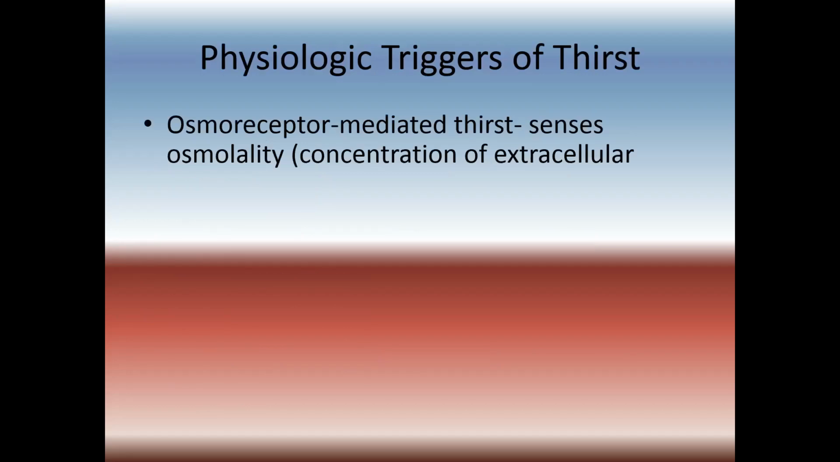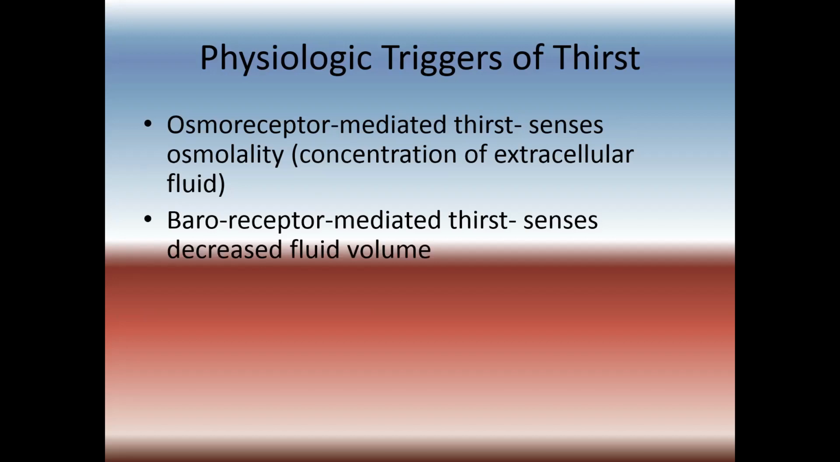So there's certain things that trigger our thirst. We have osmoreceptors that sense the osmolality of the extracellular fluid. What is the osmolality? It's the concentration of the fluid. So if our fluid in the extracellular space is very concentrated, then it's going to tell the osmoreceptors, hey, we need more fluid. You need to drink more. The osmolality is a measure of body fluid concentration.